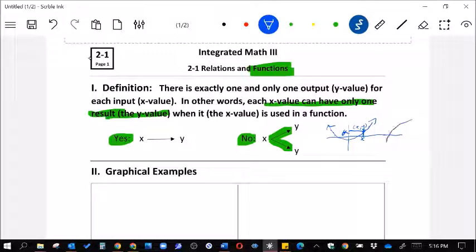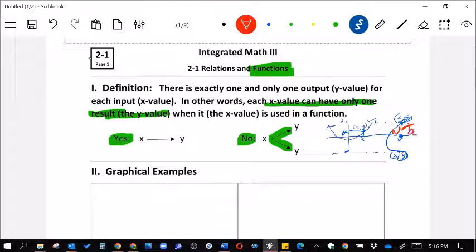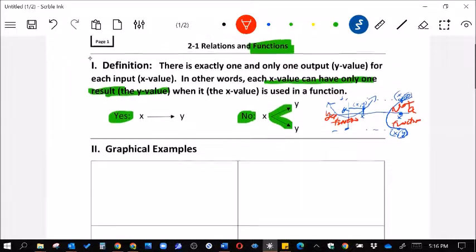However, if we had a parabola that was going this way, this x here has a y that's here, and the same x has a different y down here. There's a y here, which is a negative something, and a y over here, which is a positive something. They're different y's. So this one is not a function. This one, yes, it's a function.